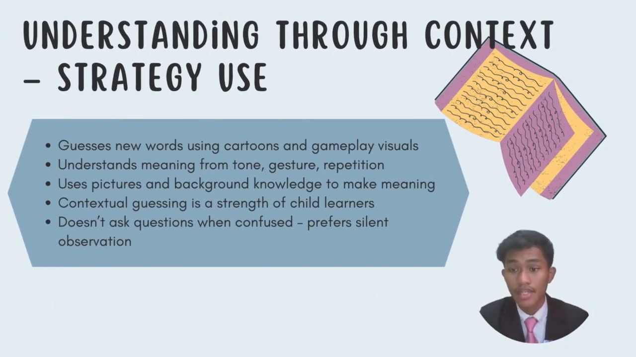For this slide, understanding through context, which is the strategy used. Despite his struggles, the child shows a strong ability to use contextual clues to understand English. Sometimes he guesses new words using cartoons and gameplay visuals. For instance, when he watches cartoons or anime in English, he uses pictures, tone, and facial expressions to guess what is really happening. He doesn't always understand every word, but he can follow the story and pick up some vocabulary. This kind of incidental learning is powerful, especially for young learners.